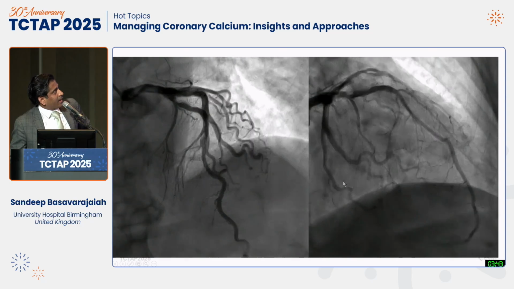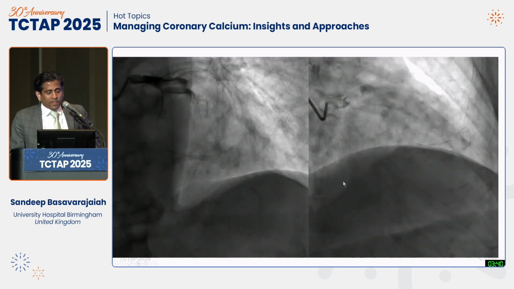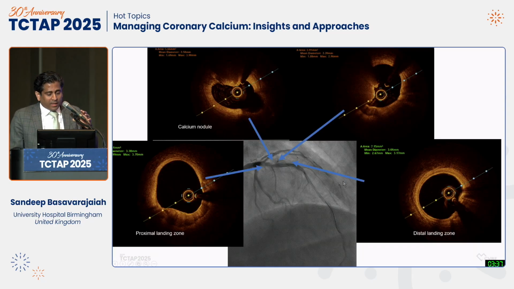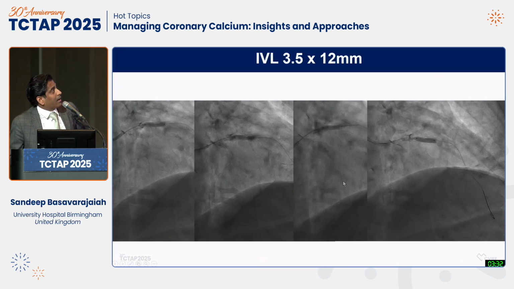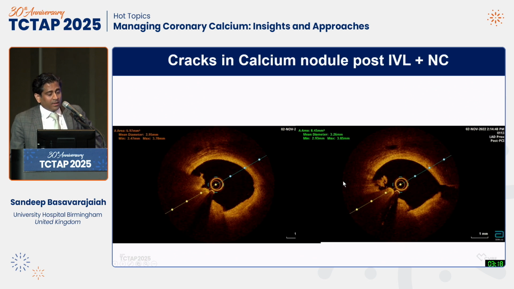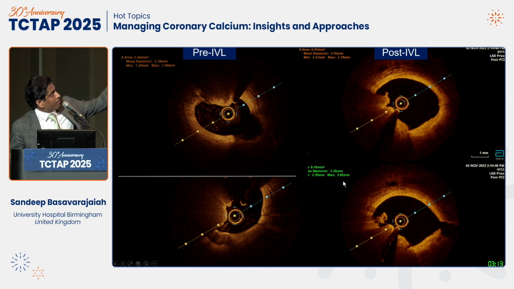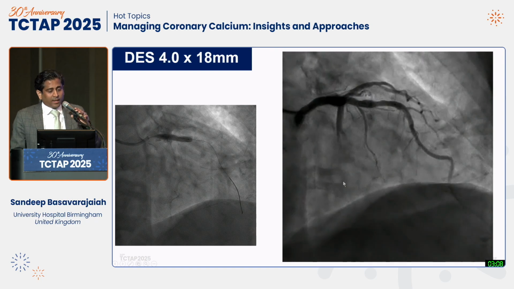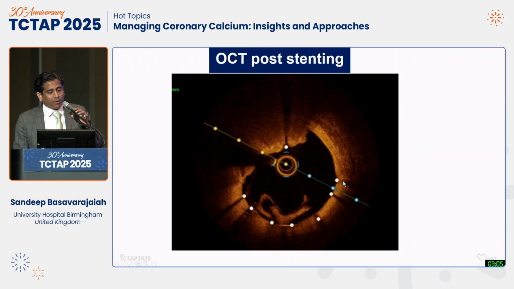So this is a case of a calcified nodule in the proximal LAD. Obviously, we did the upfront imaging here, and you saw the calcified nodule. The lumen was more than 2 millimeters, so we went straight with an IVL balloon, 3.5, and we did all the 120 pulses in that area. And this is important. After the IVL, you have to take a balloon to expand it. So we took an NC balloon at high pressures, and we did the OCT, and you could see this fracture, but also this lumen gain. When you compare before IVL and after IVL, you can see the fracture and the lumen gain. Then we used a drug-eluting stent, and we had a good result on the OCT.